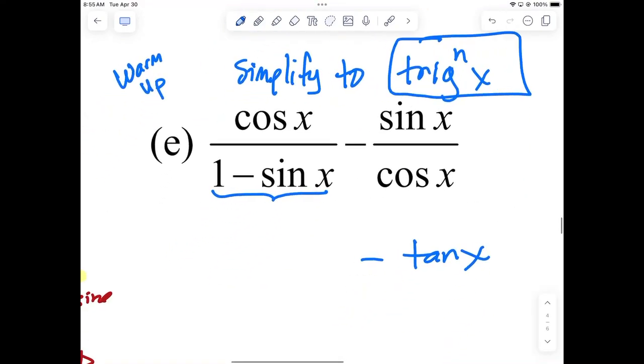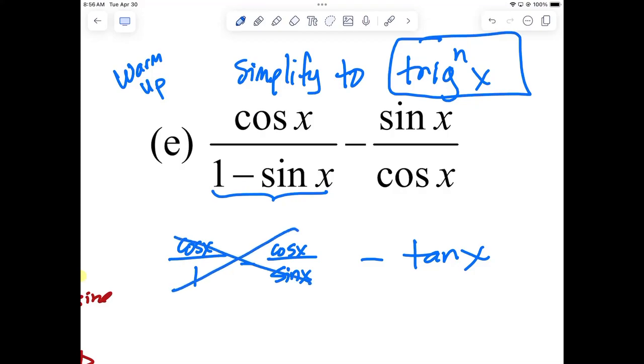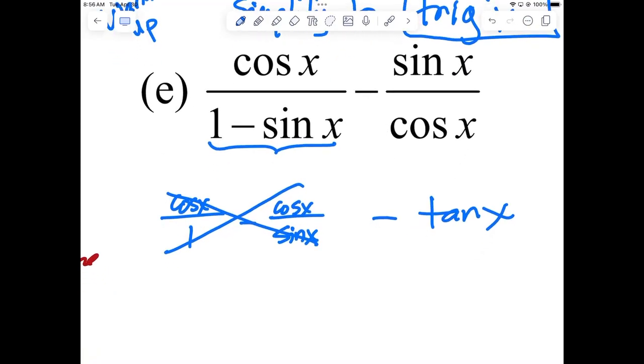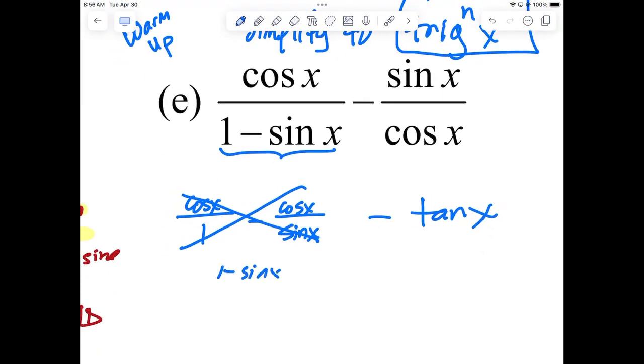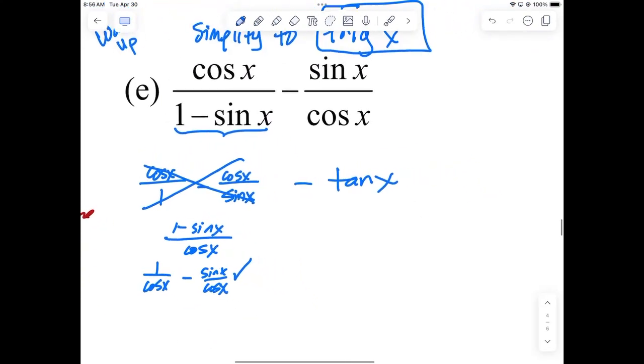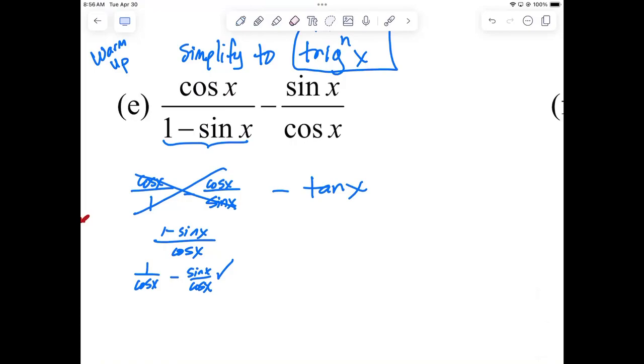So what can I do in that first term? Well, let me ask you this. Can I split up the denominator? Can I call it cosine of x over 1 minus cosine of x over sine of x? Is that legal? No. You cannot split up denominators like that. If it were numerators, you could. If it were 1 minus sine of x over cosine, you could call that 1 over cosine minus sine over cosine. That works. You can split up numerators, but you can't split up denominators.